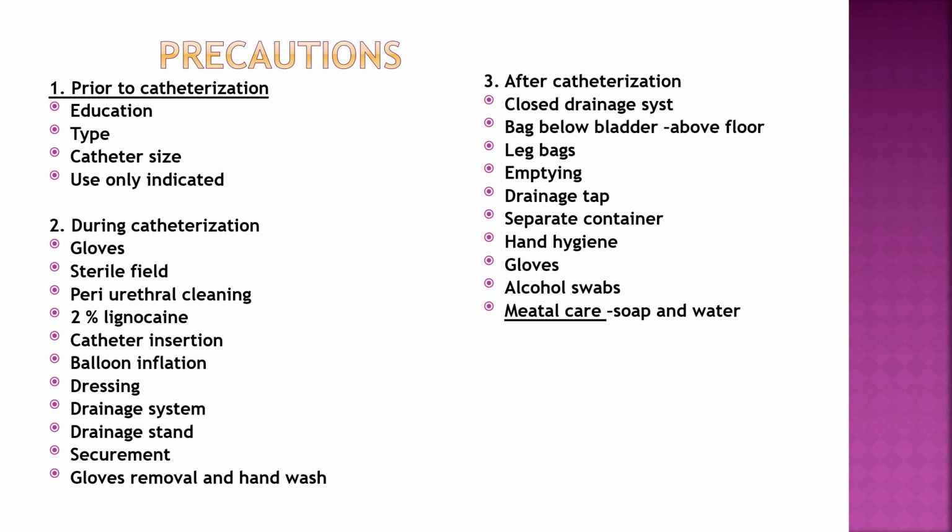The bag should be below the bladder level and above the floor level, and then emptying of the bag should be done after doing hand hygiene and using gloves, and a separate jug should be there for emptying each bag, and then it should be done frequently. Over collection of the urine should not be there in the bag, and a separate container used, then hand hygiene, gloves used, alcohol swabs for the meatal care with soap and water should be done.